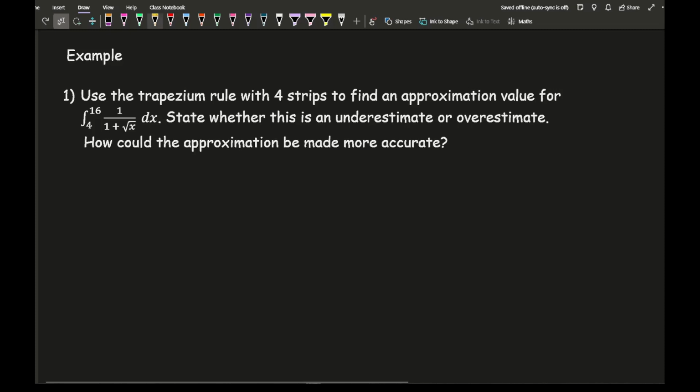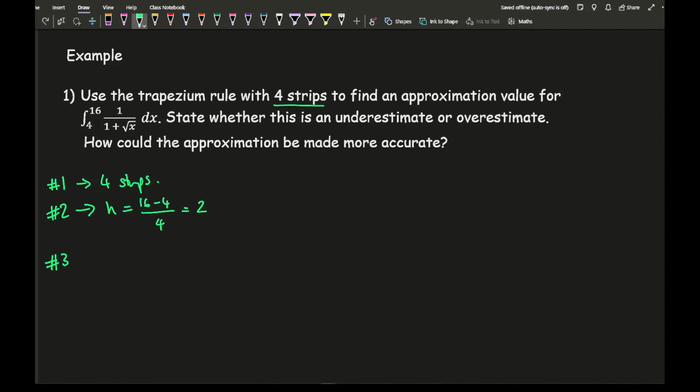So let's have a look at how we do this. I'm going to try and follow those 7 steps that I've gone through in the method. The first thing we need to do is calculate h. We know that we've got 4 strips, that's not a problem. So for step 2, we want to work out what h is. h is the upper limit take away the lower limit, divided by the number of strips, which gives me an answer of 2.